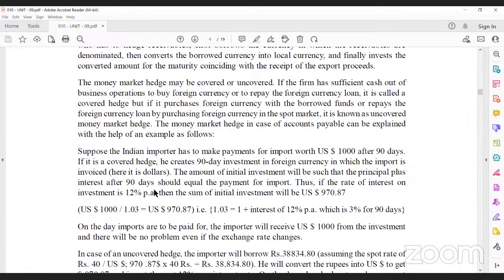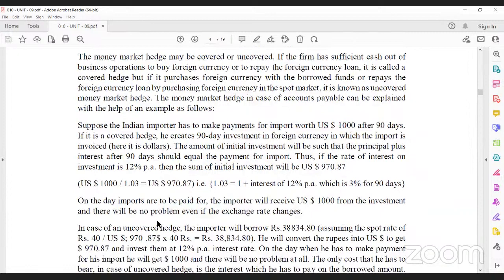970.87 US dollars, okay, for 90 days. Now, on the day imports are paid, the importer will receive 1,000 US dollars from the investment, and there will be no problem even if the exchange rate changes. This is the case of covered hedge.